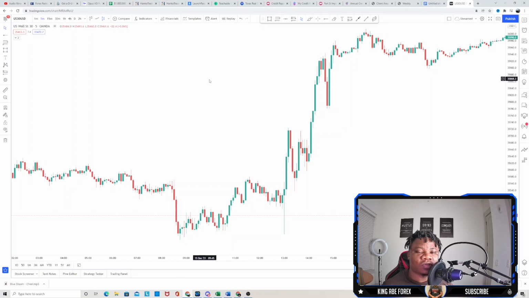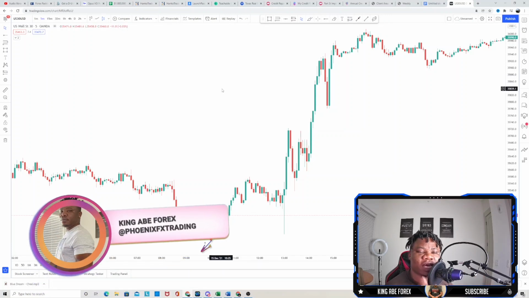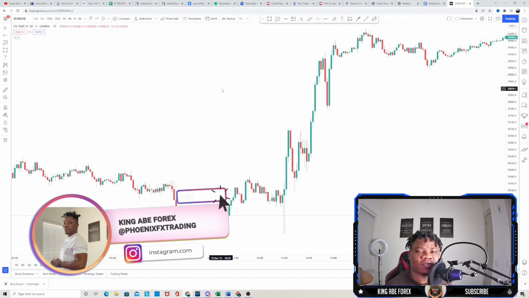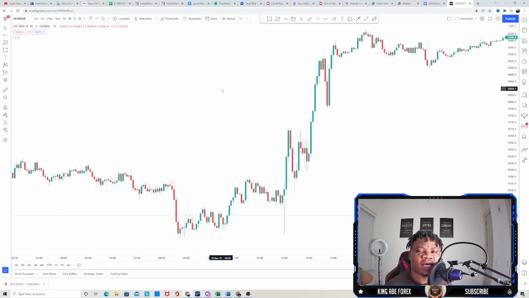So to use this US30 scalping strategy, we have to use this on the 5-minute time frame, and there are two things we need to look out for. We need to look out for our highs and our lows.